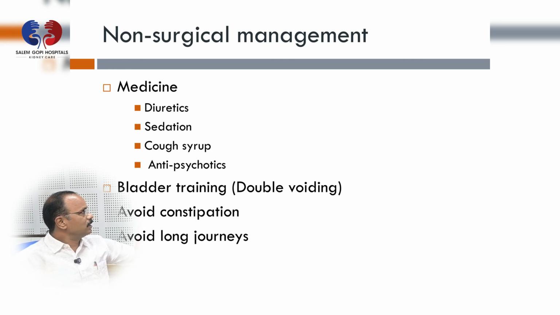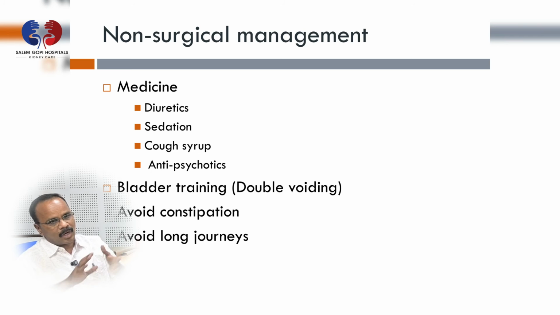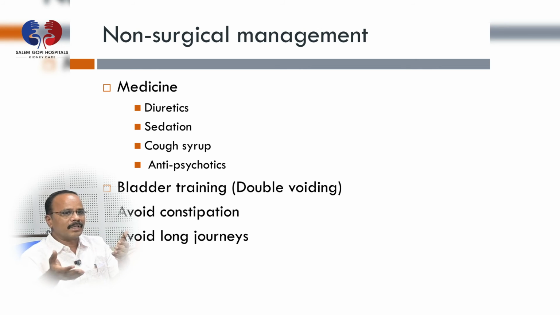And one more is bladder double voiding. The bladder is not emptying properly, so you have to empty two times. Go to the bathroom, empty the urinary bladder, then again go and empty your bladder, so that we maximally empty it. And avoid constipation, because constipation is also related to some bladder dysfunction. And avoid long journeys, because you cannot hold urine for a long time. You have to avoid long journeys for these prostate problems.